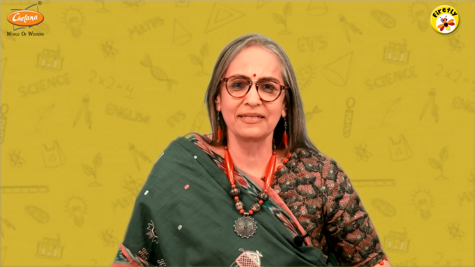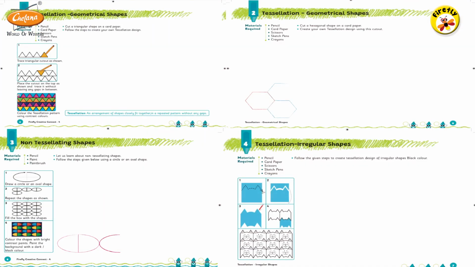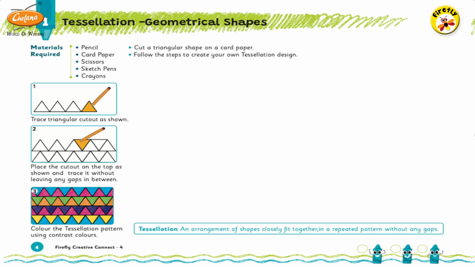I really don't understand why we don't think of geometry as art. Geometric reasoning happens so easily and wonderfully in the art book. I want to show you how. Grade 4, page 4, 5, 6 and 7. Tessellation. Tessellation is art, isn't it?